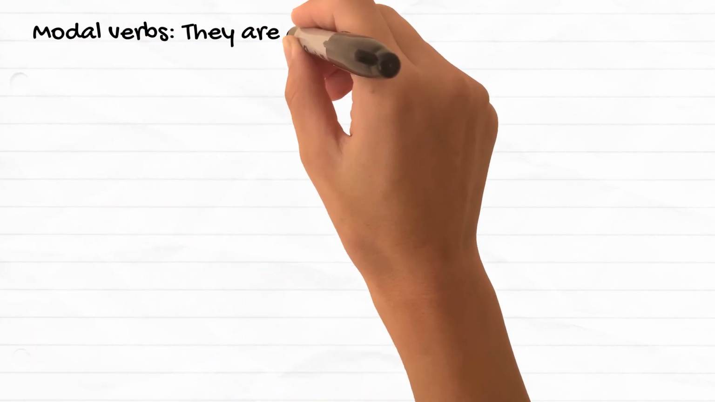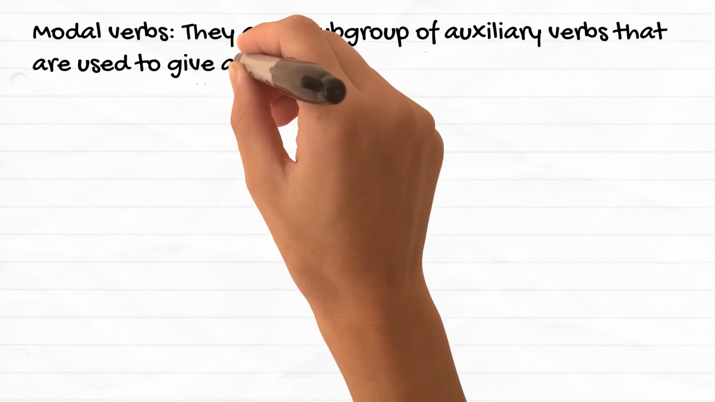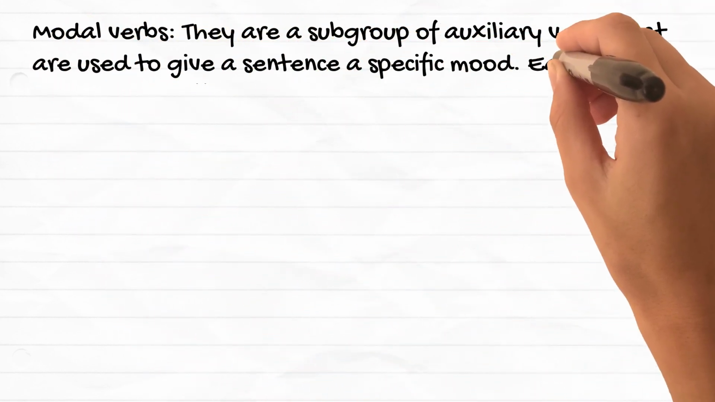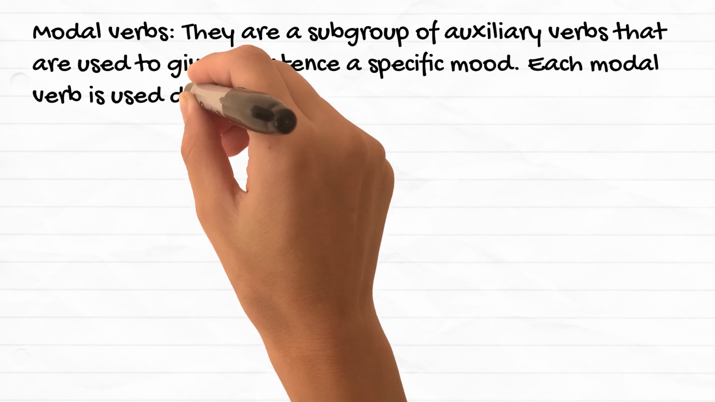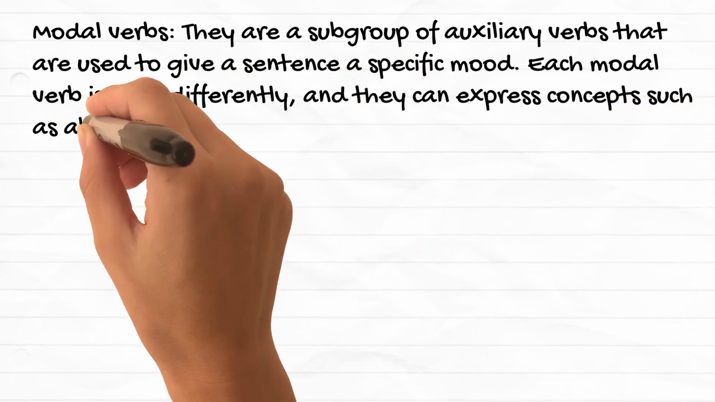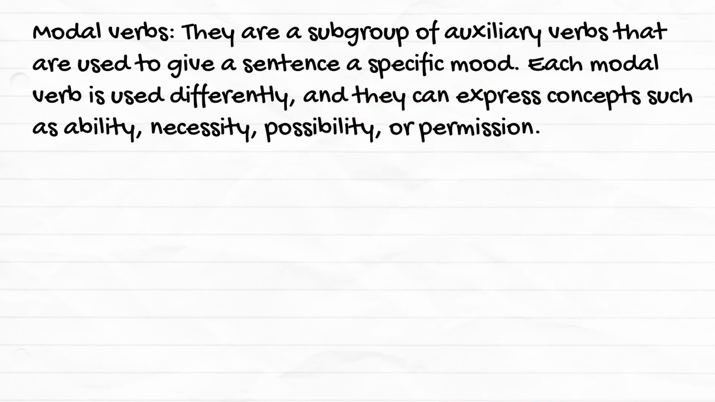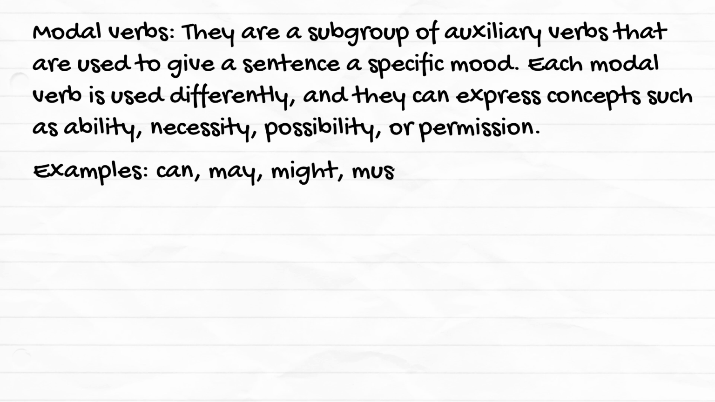Modal verbs are a subgroup of auxiliary verbs that are used to give a sentence a specific mood. Each modal verb is used differently and they can express concepts such as ability, necessity, possibility, or permission, like can, may, might, must, and would.